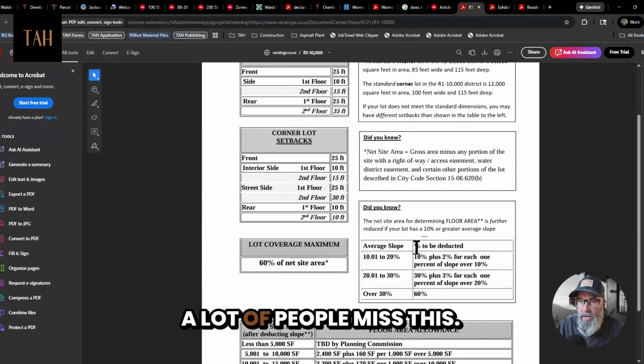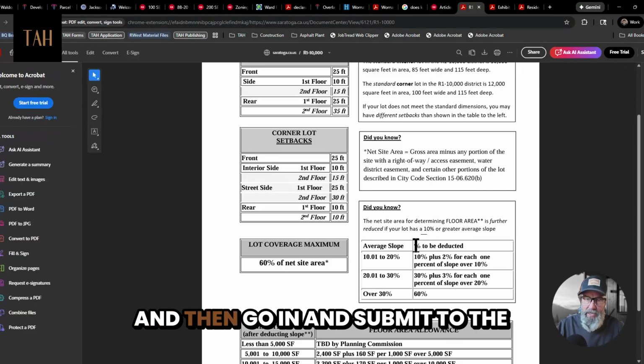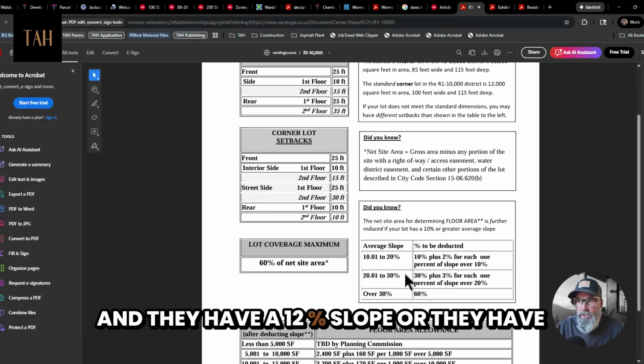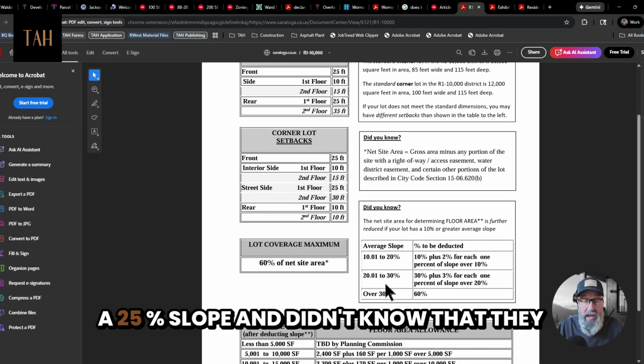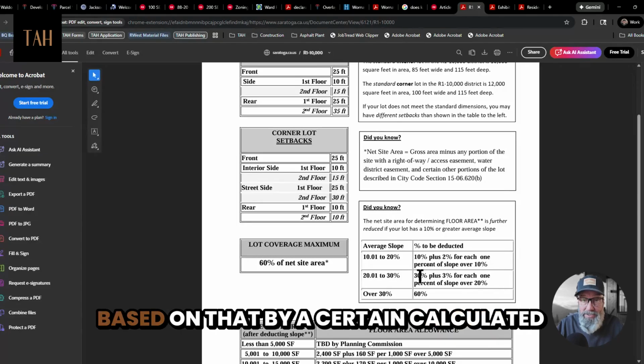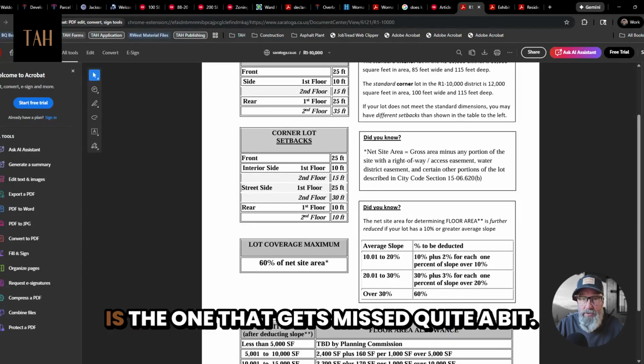This is a big one. A lot of people miss this and then go in and submit to the planning department after spending months and thousands of dollars on plans, and they have a 12% slope or a 25% slope and didn't know that they had to reduce the allowable floor area based on that by a certain calculated percentage. This is the one that gets missed quite a bit.